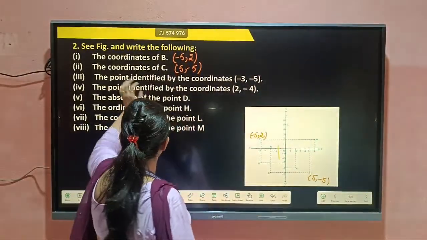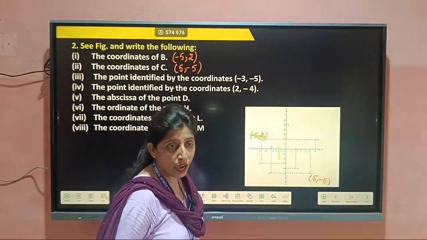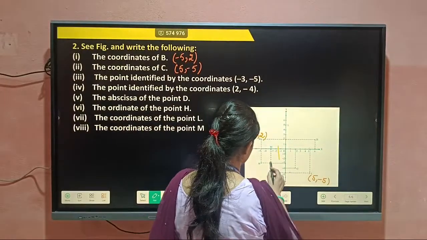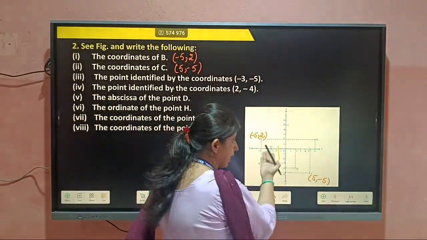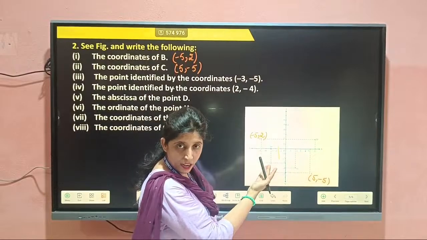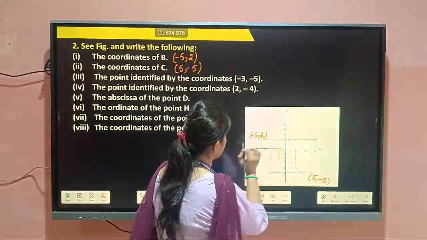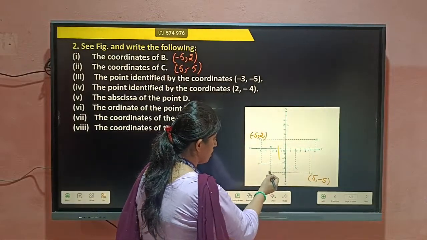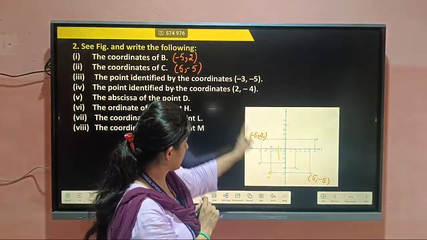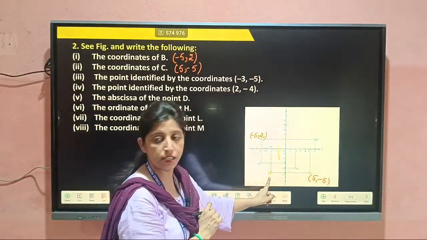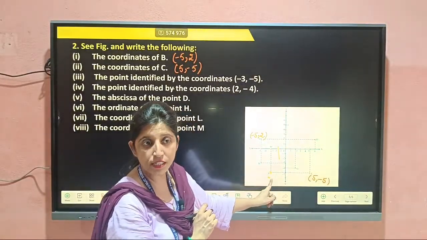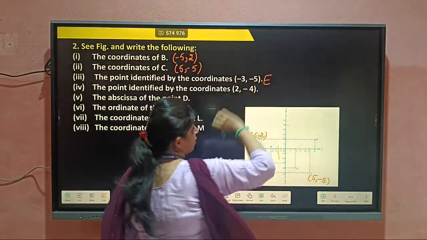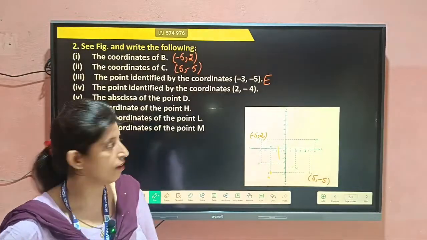Now you have to identify which point is minus 3 and minus 5. Check once, where is minus 3? Minus 3 means we take the negative side of the x-axis, that is here. And minus 5 is this. So this is the point E, where x is minus 3 and y is minus 5, right? I hope it is understood by all, right?